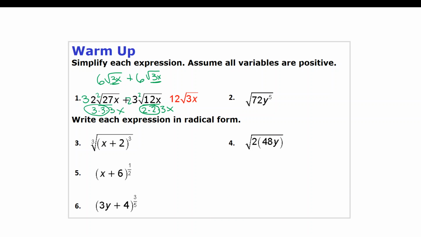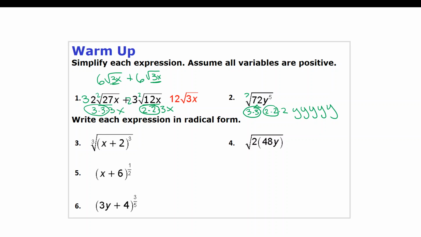All right, for number 2, 72, I know is made up of 9 times 8. And 9 is 3 times 3, and 8 is 2 times 2 times 2. And then I have 5 y's. You do not have to write them out this way. I just am doing it so that you can actually see what's happening.